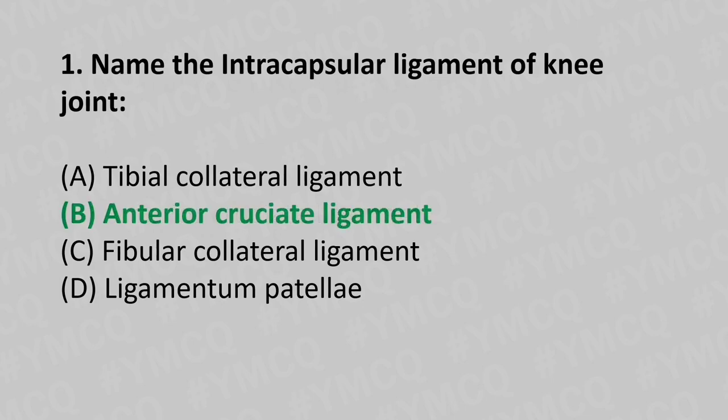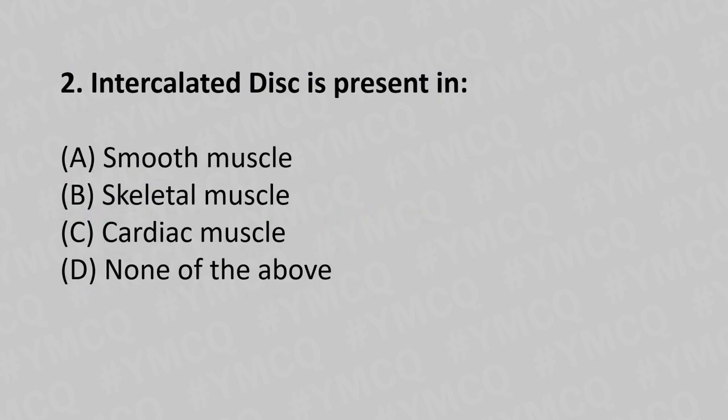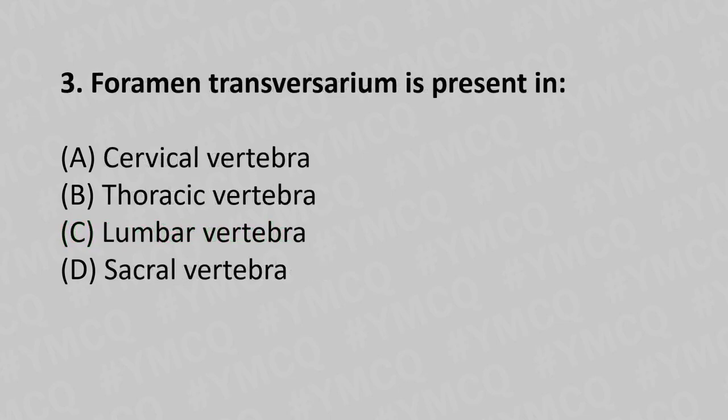Moving to our second question. Intercalated disc is present in option A, smooth muscle, option B, skeletal muscle, option C, cardiac muscle, option D, none of the above. And the answer is option C, cardiac muscle.